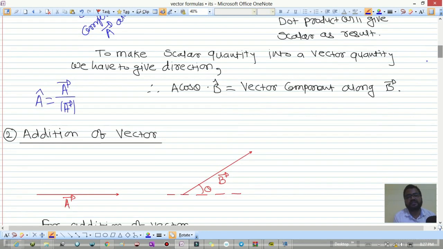How to find vector component is very simple. Scalar component multiplied by the unit vector in the direction of b bar. Unit vector in the direction of b bar is b hat, and this can be written as b bar divided by magnitude of b bar.